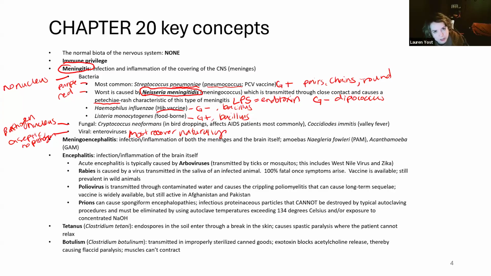So, what is encephalitis? Infection of the brain. Again, meninges: infection and inflammation of the covering of the brain. So, when you've got both, it's meningoencephalitis. An important cause of meningoencephalitis is the brain-eating amoeba.